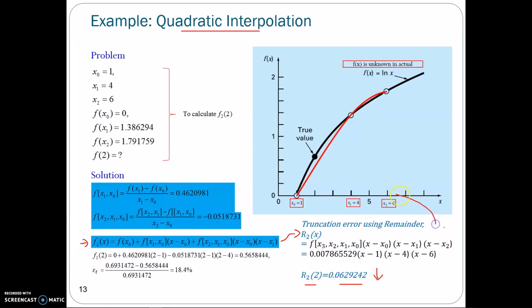You should learn how to use the remainder to estimate the interpolation error by using various orders. In most of the cases, the true value is not provided. Therefore, you cannot determine the true percent relative error. However, by using the remainder method, you can still predict the error and use it to choose the best order for interpolation.